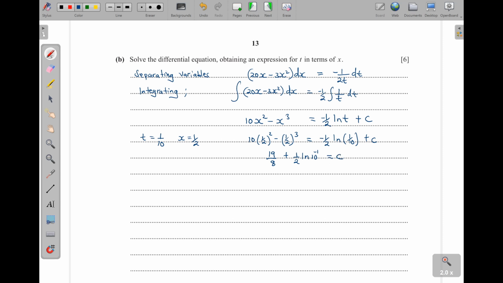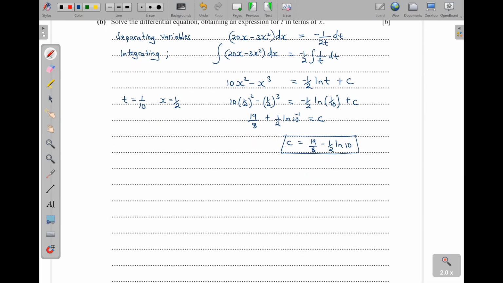So using the rules of logarithms, of course, I can drop this one here, and then it makes this whole thing a negative, okay? So C is going to be 19 over 8 minus a half the natural log of 10, okay? Then from there, that means our solution, when we have this C here, it is called the general solution. Now, after finding the arbitrary constant, it becomes the particular solution.